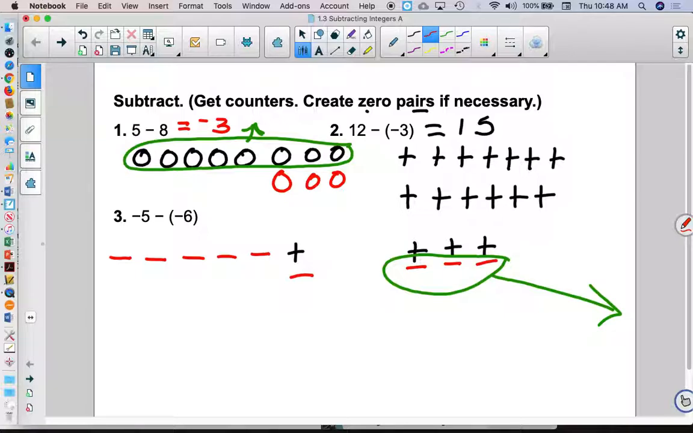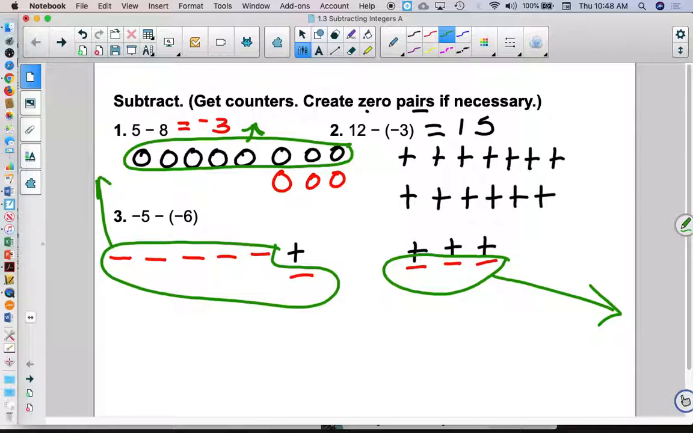-5 take away -6. I'm going to circle them up. All those negatives, goodbye. You're out of there. What is left behind? 1. When I take it away, I have 1 left behind. And it's a positive chip. So my answer is positive.